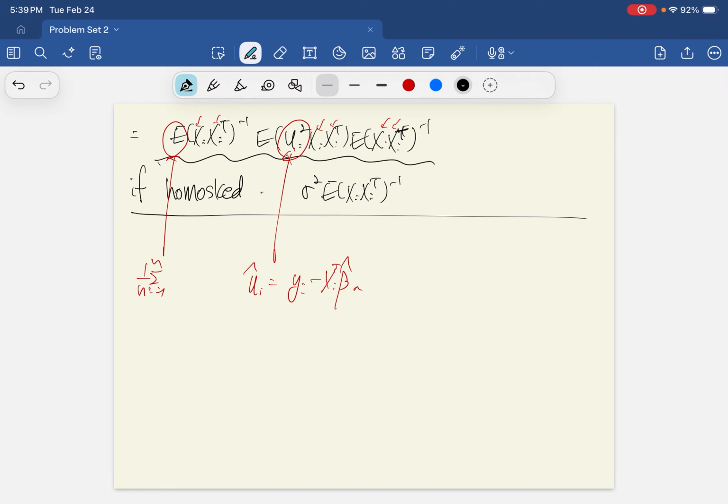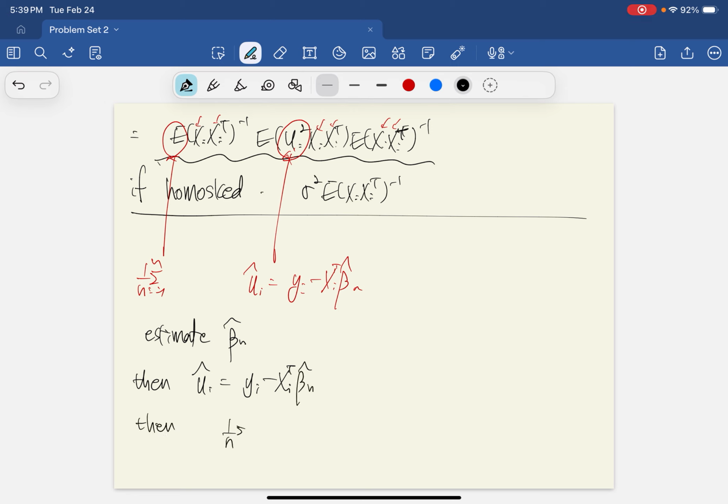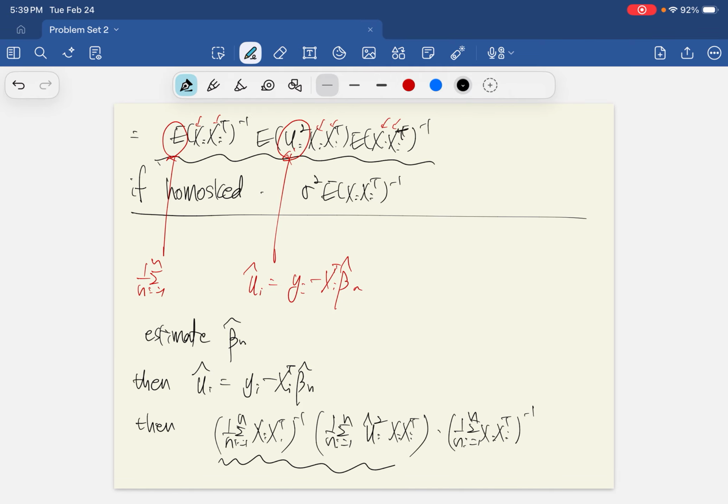So the computation is like this. First, estimate beta hat n, and then we calculate u hat this way, and then compute the sample mean of xx prime inverse, and then the sample mean of u hat squared times xx prime, and times the inverse again. So this is basically another method of moments.